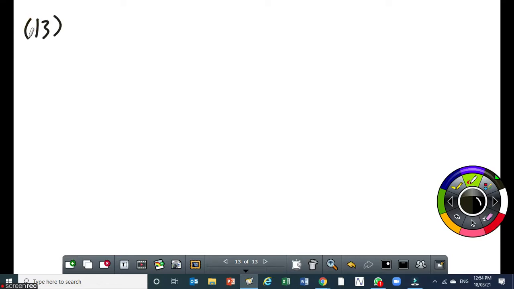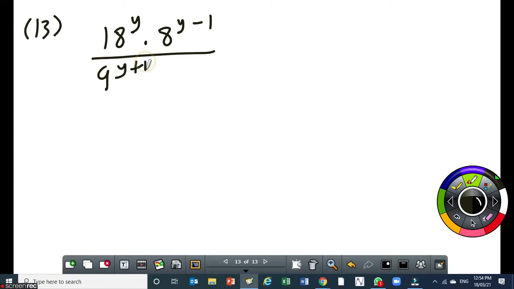So question number 30, we have got 18 to the power of y times 8 to the power of y minus 1 all over 9 to the power of y plus 1 times 4 to the power of 2y minus 1. Okay, so that's the question.